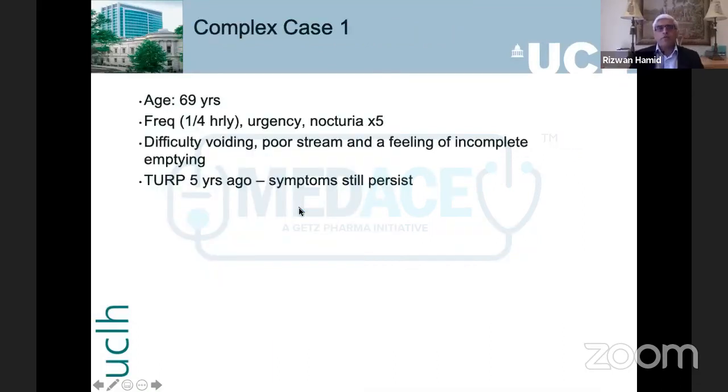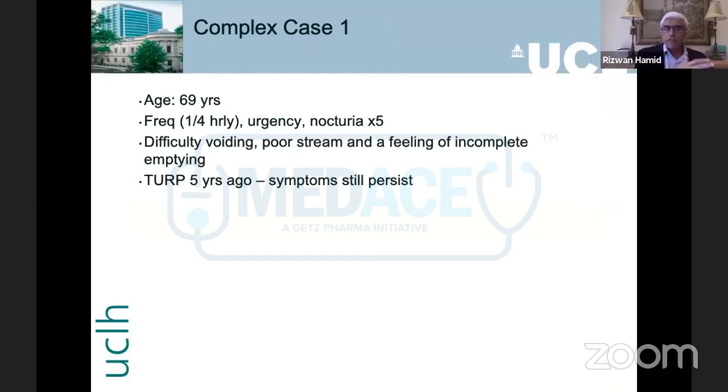So now I'm going to go on to discuss some other complex cases. Those were the neurogenic cases. This is a 69-year-old male, frequency urgency with nocturia, difficult voiding, poor stream. He had a TURP before, and that is why it becomes complex.